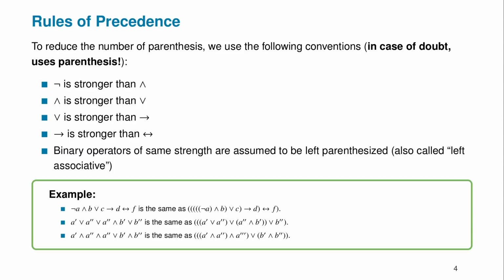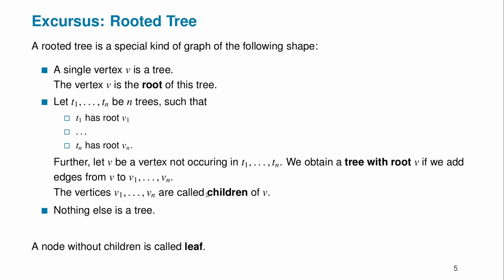But before we can do so, we have to introduce the notion of trees. What we introduce is in particular a rooted tree. A rooted tree is a special kind of graph which has the following properties. A single vertex is a tree. So if we have a graph consisting of just one node, this is a tree. And we call this vertex the root of the tree. So this is the very basic case: we have one node, and this is the root of this very simple tree.